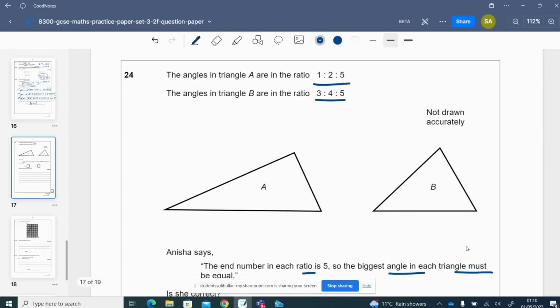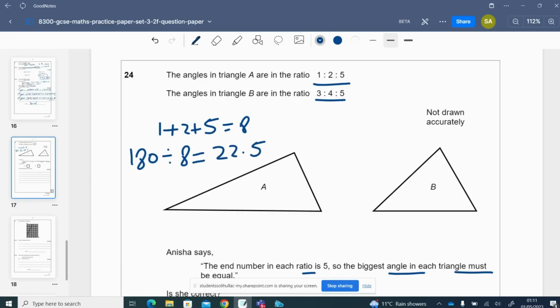As I always tell you, when we have a ratio, we always start by adding the parts together. So for triangle A, 1 plus 2 plus 5 is 8 parts altogether. We know that angles in a triangle add up to 180 degrees. So if you divide 180 by 8, that gives you the value for one part, which is 22.5.